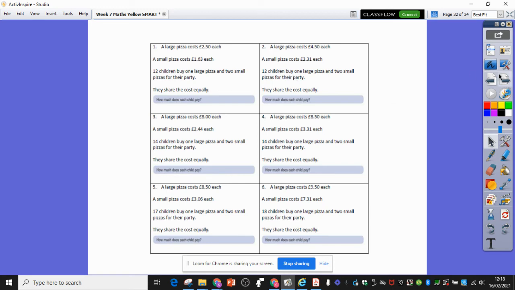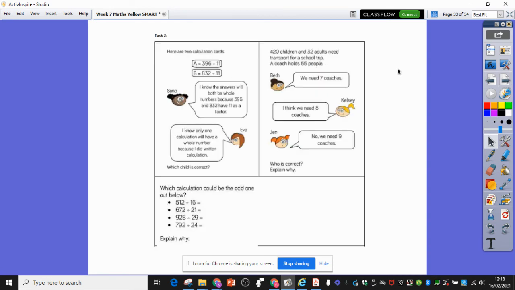Let's have a look at task 2 now. So task 2, these are our mastery tasks. So you have written calculations here and 2 children saying what they think. And you've got to decide which child is correct. Now, the only way you're going to know this is by doing the calculations. You've got 1 child saying one thing, which child is correct, explain your answer. And then here, a bit more of a challenge, which calculation could be the odd one out below?